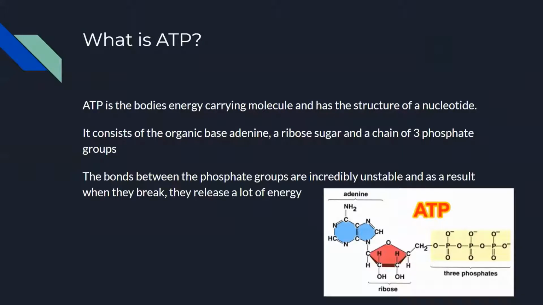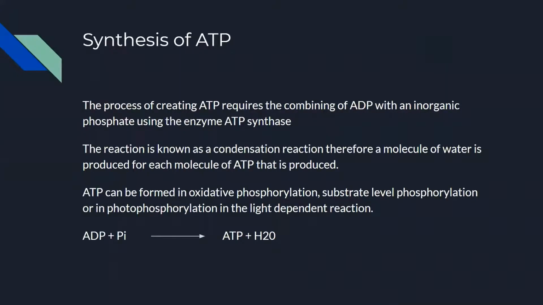So what is ATP? ATP is the body's energy carrying molecule and therefore has the structure of a nucleotide, which is shown in the diagram below. It consists of the base adenine, a ribose sugar, and 3 inorganic phosphate ions, or groups. The bonds between the phosphate groups are incredibly unstable, and as a result, when they break, they release a lot of energy. So how is ATP created or synthesized?